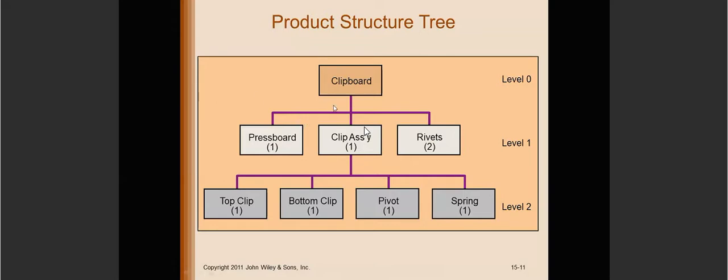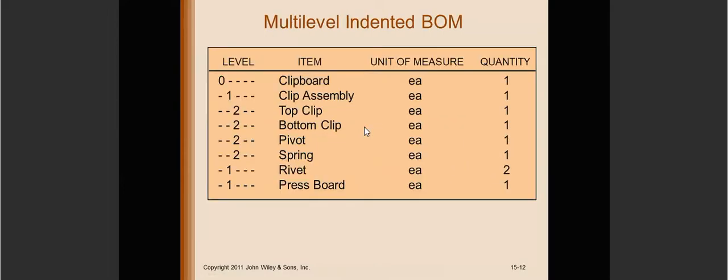In order to produce one clipboard, we need 1 unit of fresh board, 1 unit of clip assembly, and 2 units of rivet. And for 1 unit of clip assembly, we need 1 unit of top clip, 1 unit of bottom clip, 1 unit of pivot, and 1 unit of spring. So this is an example of a product structure tree for the clipboard.